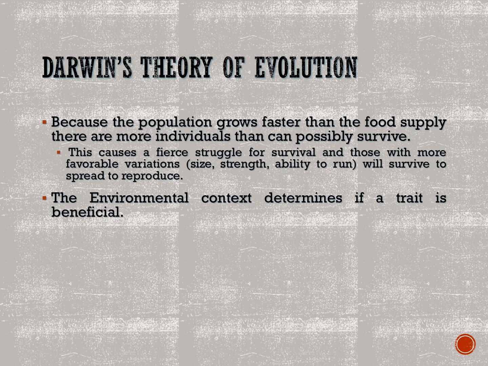If we look at the rest of what he says, because the population grows bigger than the food supply, only those with a favorable variation are going to survive to produce offspring. So the environmental context determines if a trait's beneficial. Okay, what that means is whatever the context of the environment is, whatever the environmental pressure is, will determine whether or not a trait is good or bad for the environment.